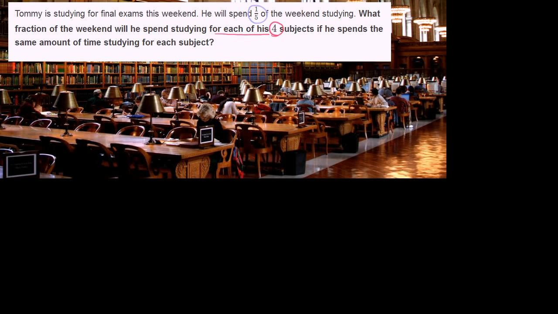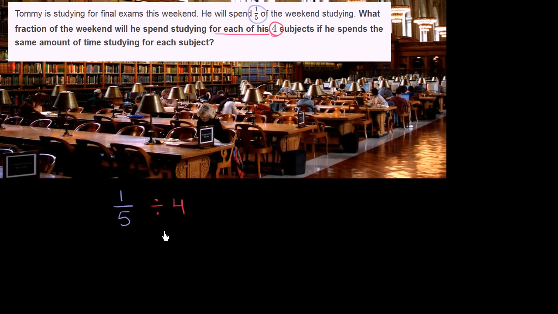So the total amount of time he's going to spend studying this weekend is 1/5 of the weekend. And he has to divide that into 4 equal sections. And he's going to spend that much time on each subject. So he's going to divide this by 4.